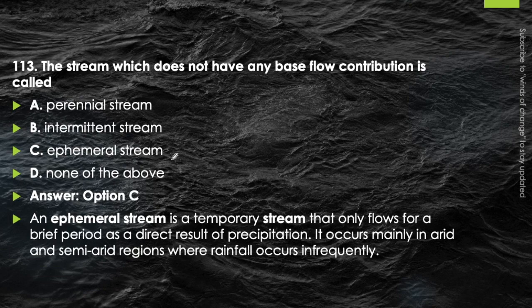Okay, what are ephemeral streams? These are temporary streams that only flow for a brief period as a direct result of precipitation, and they do not have any base flow contribution. Okay, so an ephemeral stream is a temporary stream that only flows for a brief period as a direct result of precipitation. Memorize it, it is very important. It occurs mainly in the arid and semi-arid regions where rainfall occurs infrequently. Okay, so this is the definition of an ephemeral stream.